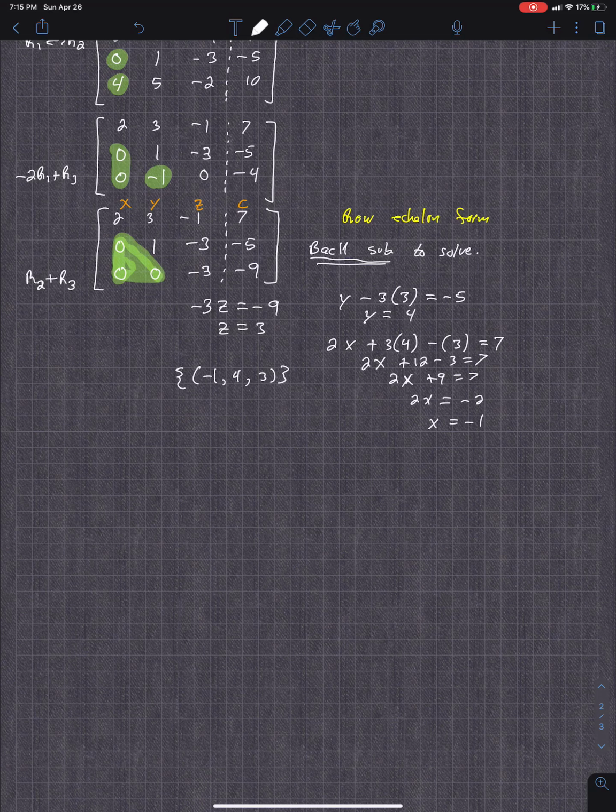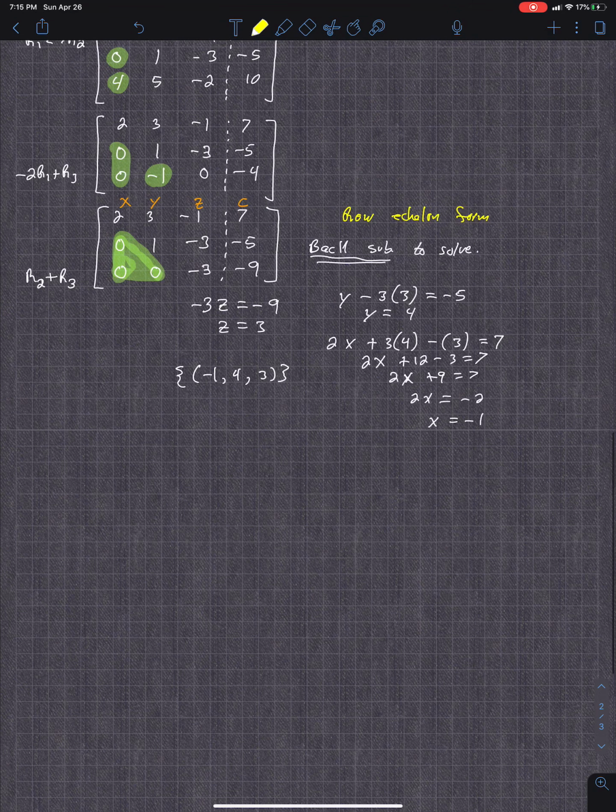Now, what you could do is keep going. So this is what I want to show you next. What we can aim for is what's called reduced row echelon form. So over here I'm going to write it out. This is what we call reduced row echelon form. What that looks like is 1 0 0, 0 1 0, 0 0 1, and then you have your constants a, b, c off to the side.